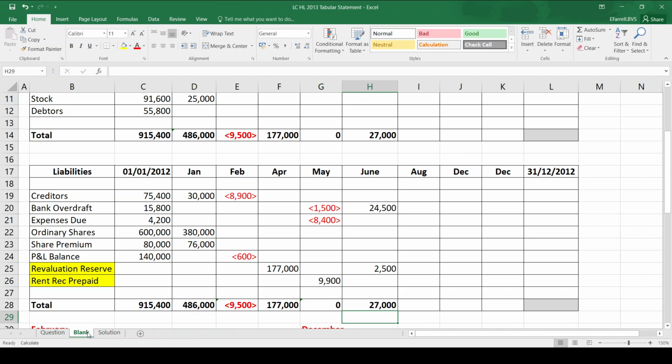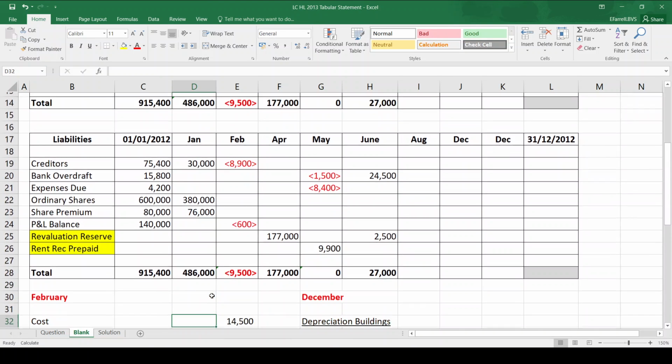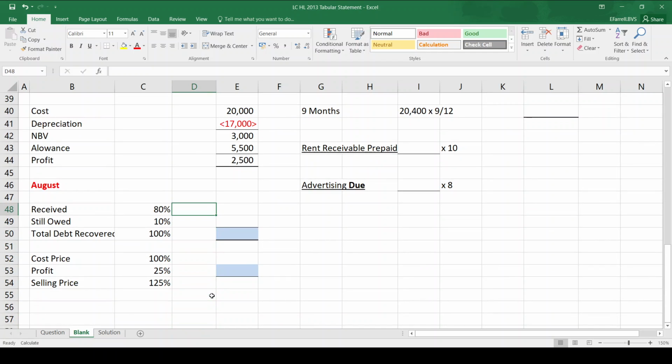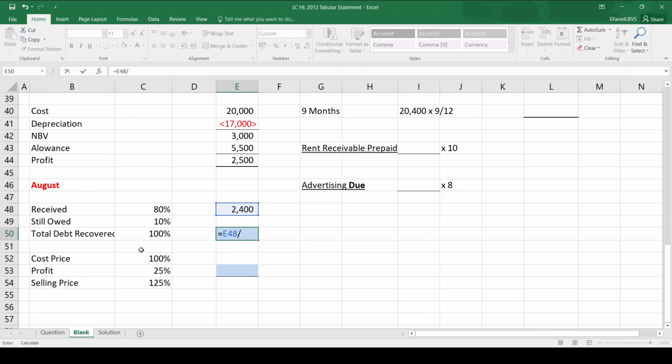So again, I'm going to do a working for this. There's two parts to this. First of all, the bad debt recovered part. He gave us €2,400, and that was 80% of the original debt. So to get the full debt, if I get 2,400, divide by 80, multiply by 100, the original debt was 3,000, meaning they still owe us 20%, which is the difference of €600.